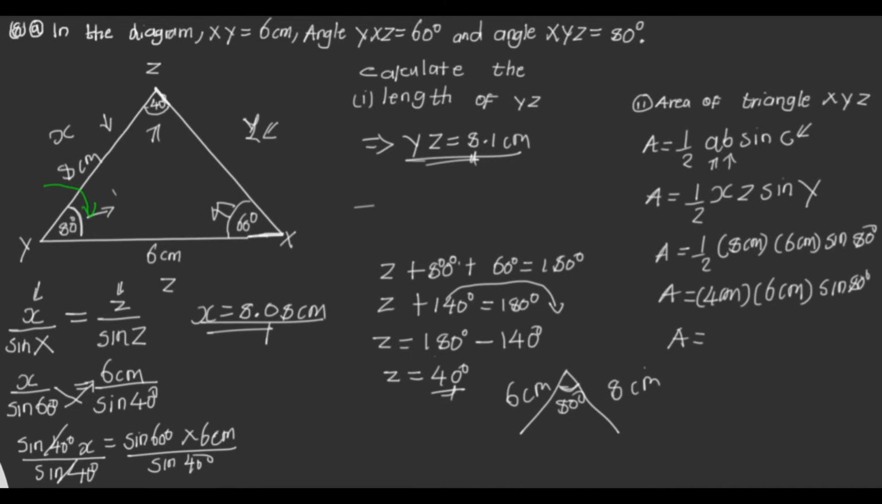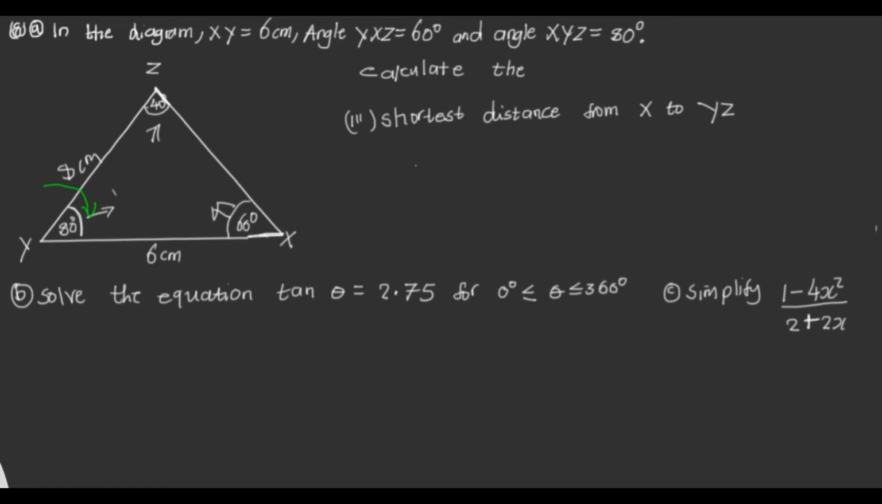So we can go in the calculator. We have 4 centimeters multiplied by 6 times the sine of 80. Okay, so we have an area of 23.6 centimeters squared. So that is the answer for Roman number 2. We move on to Roman number 3.